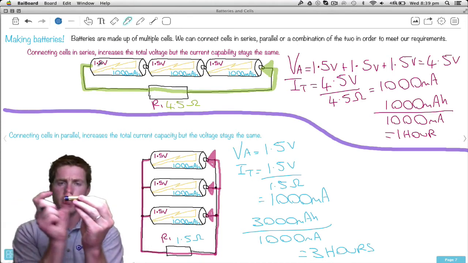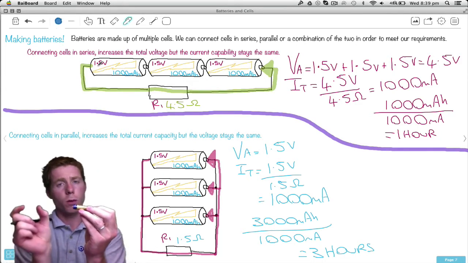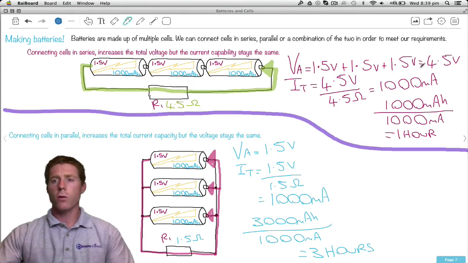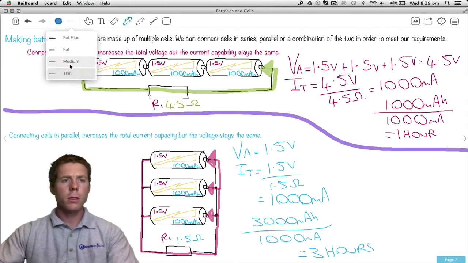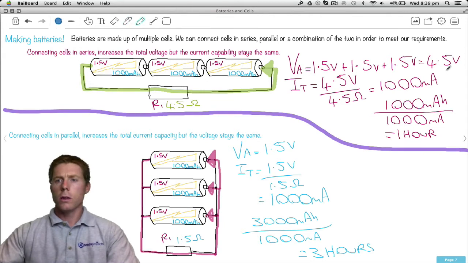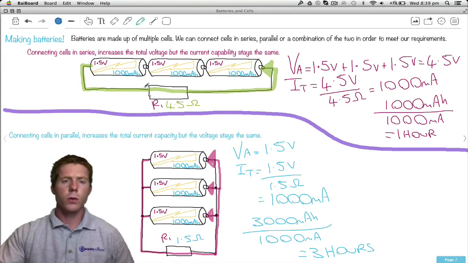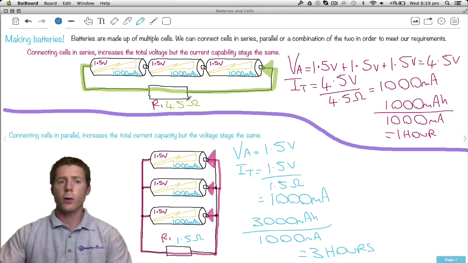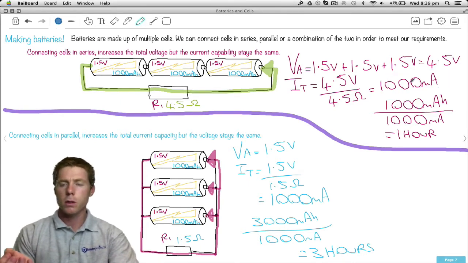So for this particular example, we've got a whole bunch of 1.5 volt cells. We connect them in series. We then get 1.5 plus 1.5 plus 1.5. We get 4.5 volts total, as you can see over here. Let's make this a bit bigger. 4.5 volts. Now, if we were to connect that to a resistor that is 4.5 ohms, we get 4.5 volts divided by 4.5 ohms. The amount of current we're getting is 1 amp or 1000 milliamps.